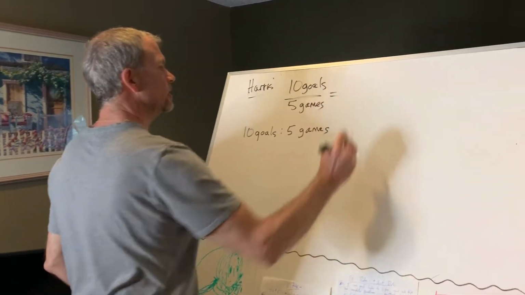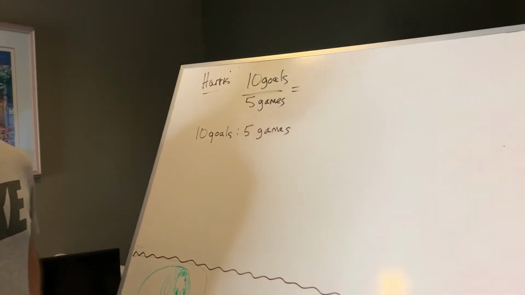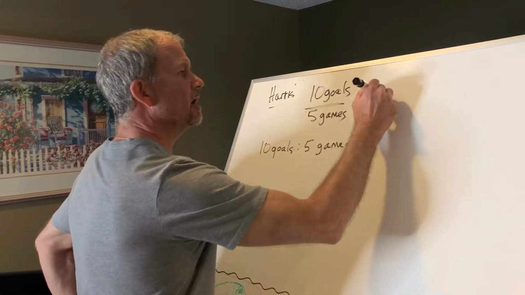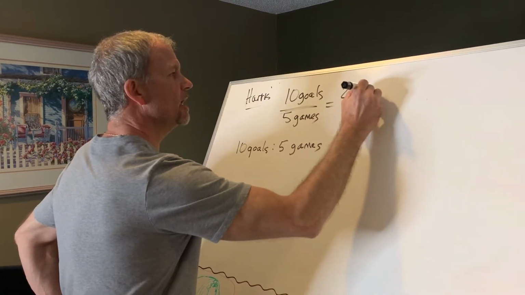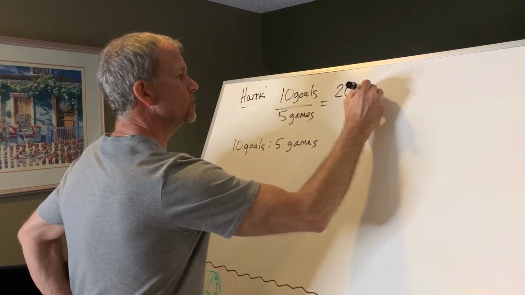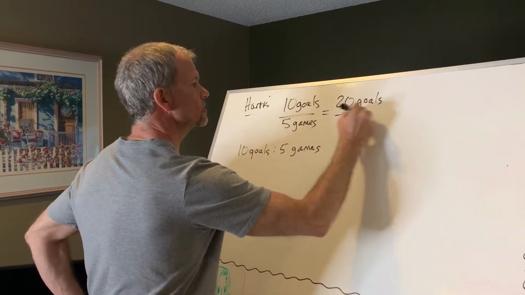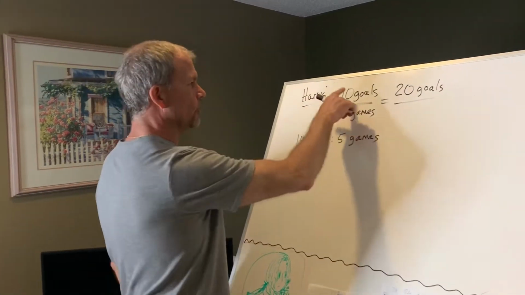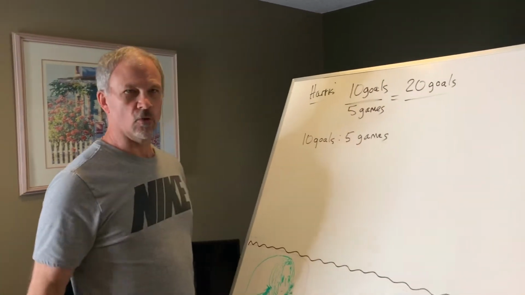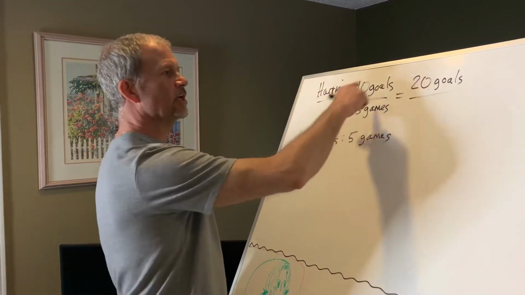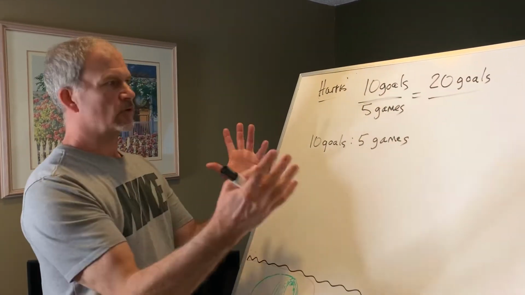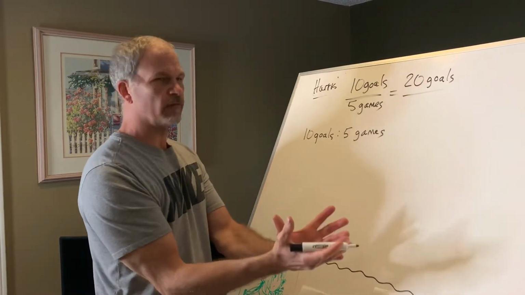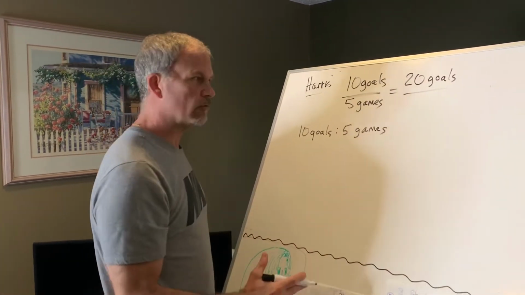So if Harris scores 10 goals in 5 games, how many games is it going to take him to score 20 goals? So now we got an unknown, right? We know this is the ratio. It's 10 goals for every 5 games. So to get to 20 goals, well, we have some relationships here. I've said this to you before. Once you know 3 of the 4 things, you can always solve the 4th.